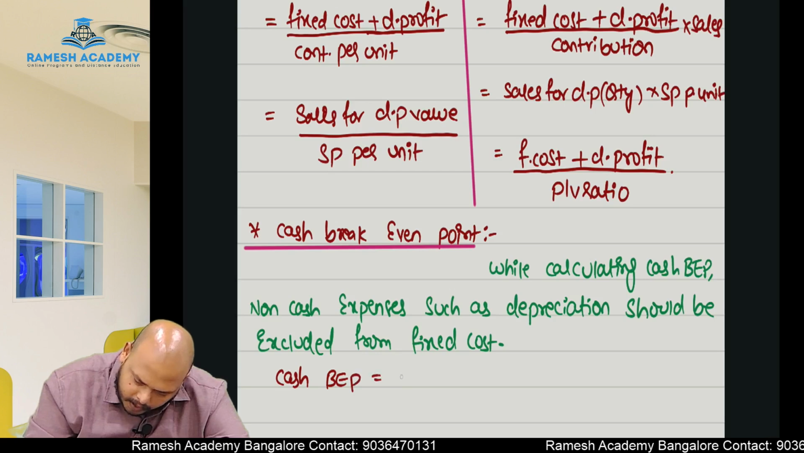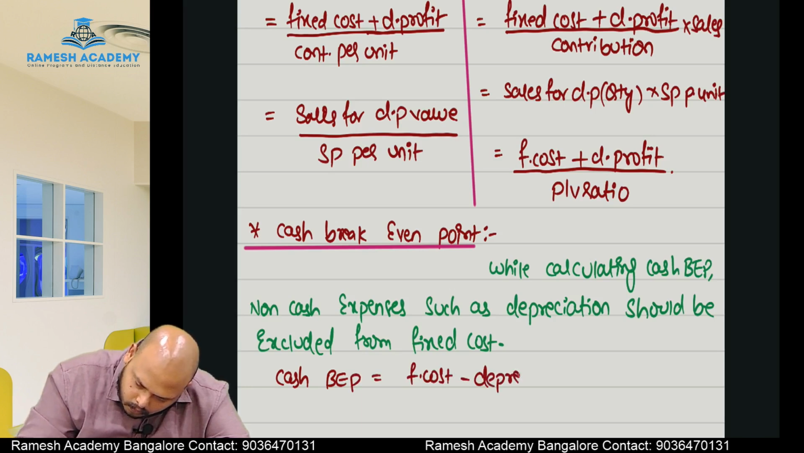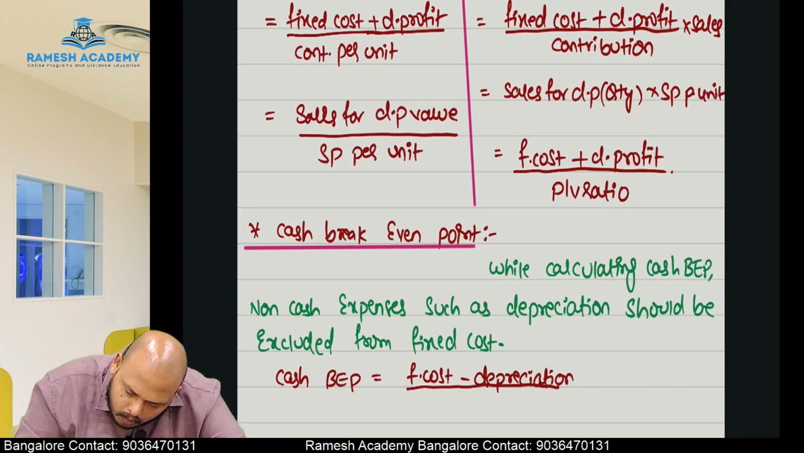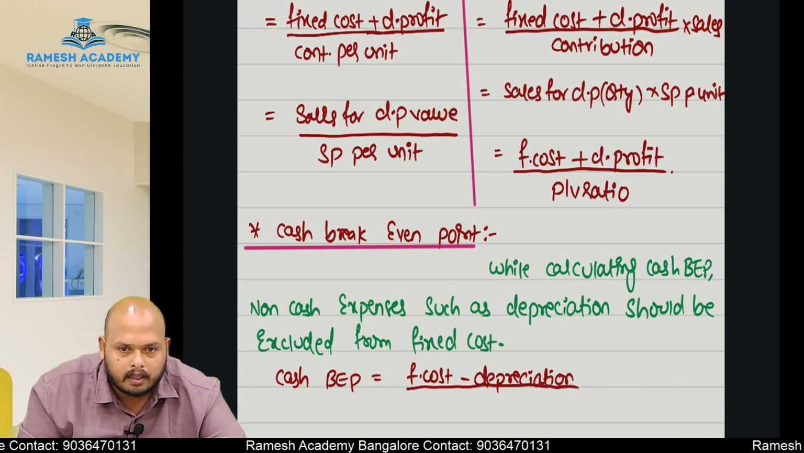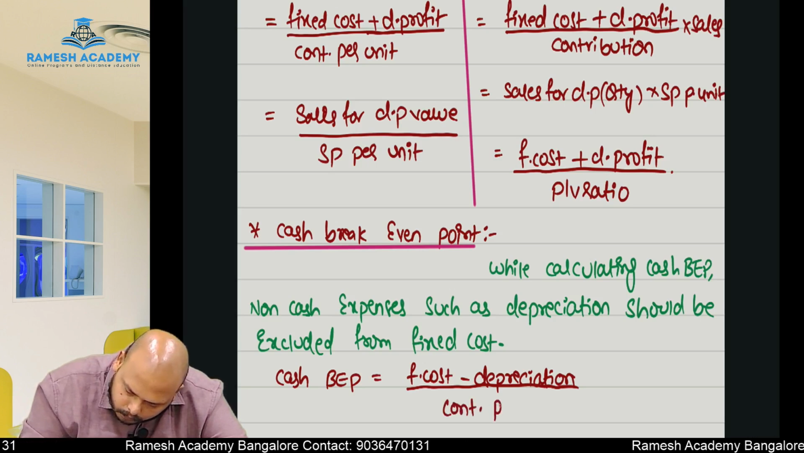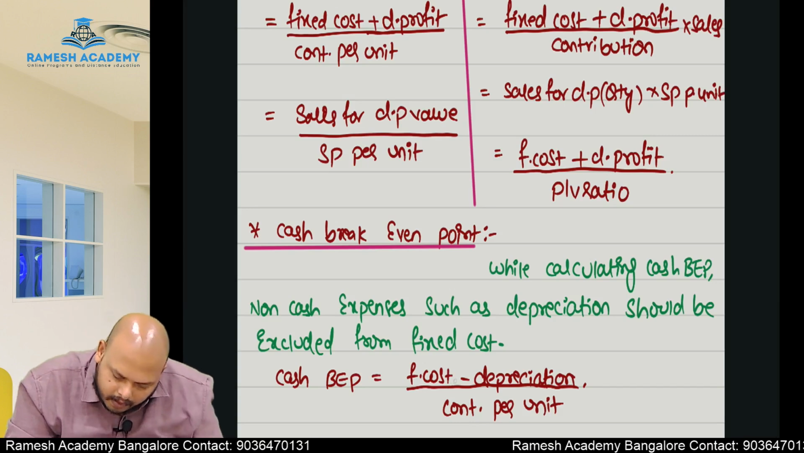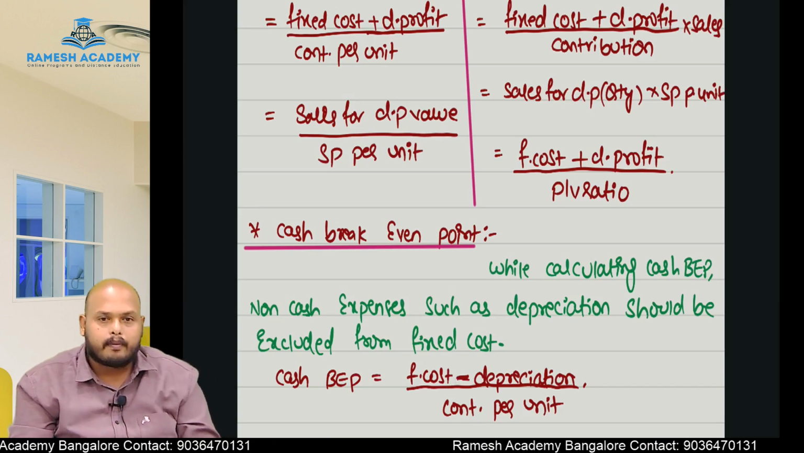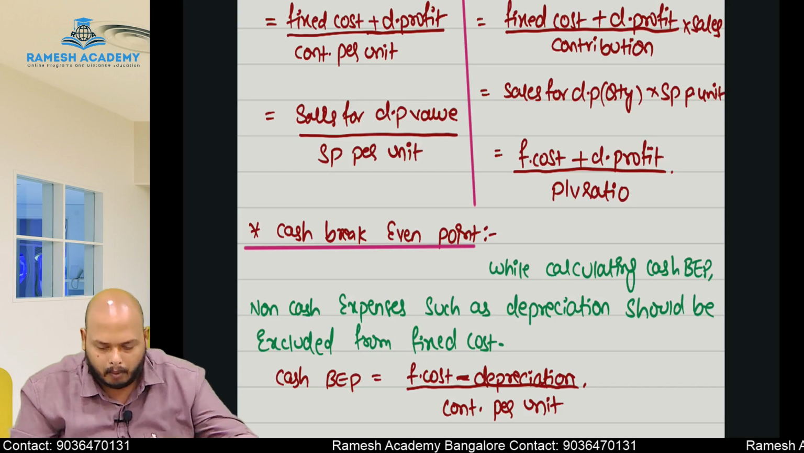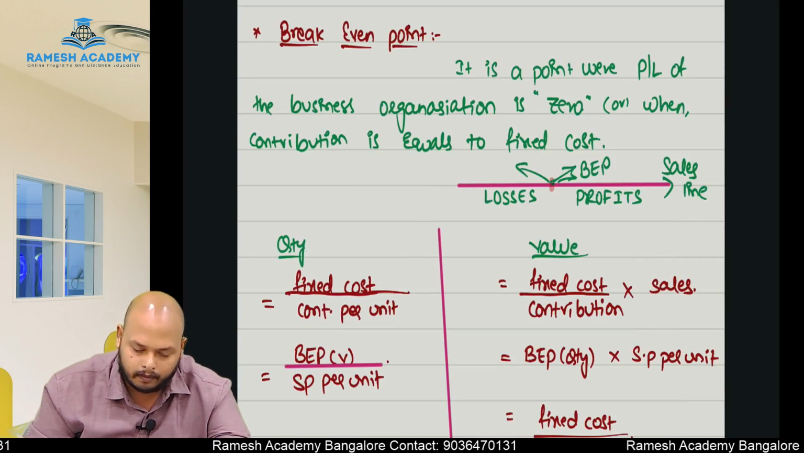Cash break-even point is equal to fixed cost minus depreciation divided by contribution per unit. Fixed cost minus depreciation divided by contribution per unit. This is the formula for cash break-even point. Okay. So these are the maximum possible break-even point formulas which are useful for us in the future.